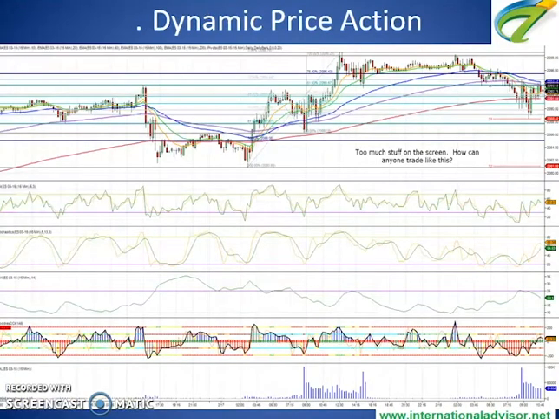Now, once we have gone through what are the basic chart formations, let's move further. Generally, you might have seen some traders having a chart like this. So too much stuff on the screen. How can anyone trade like this? Maybe some of the indicators are required, some are not required, but we'll have to use them in a professional way. Let's go through each one by one.